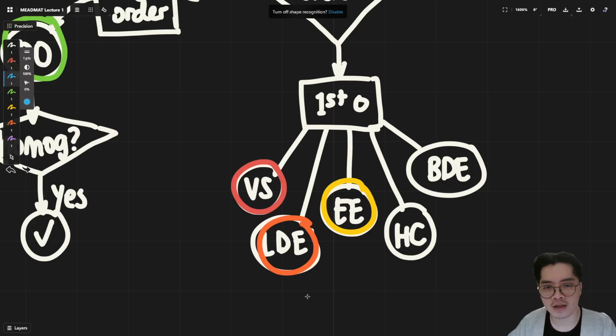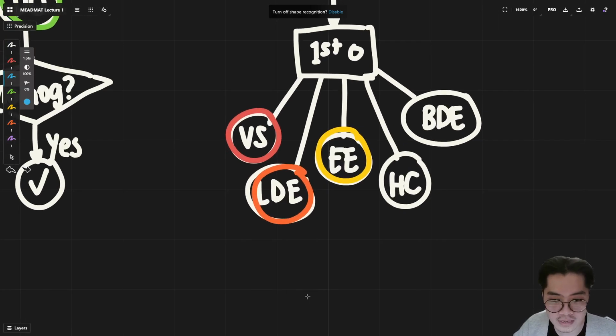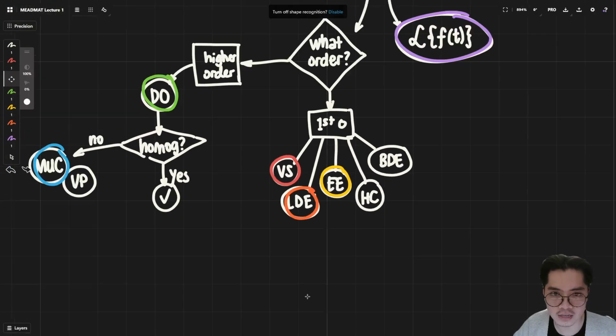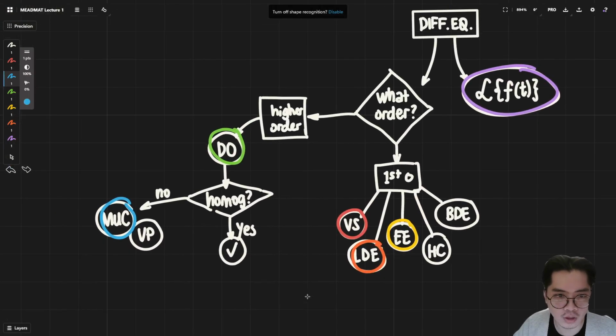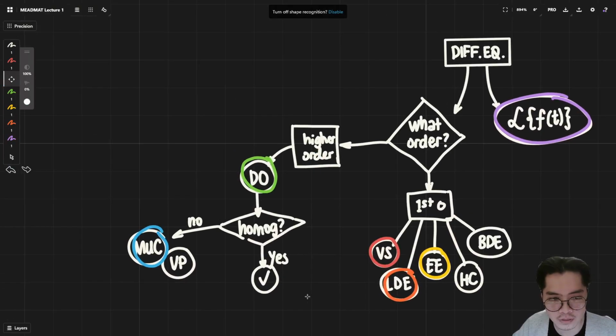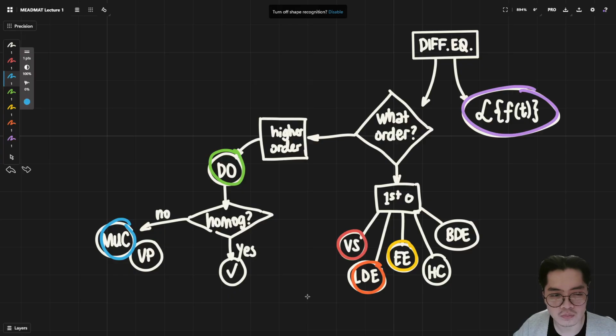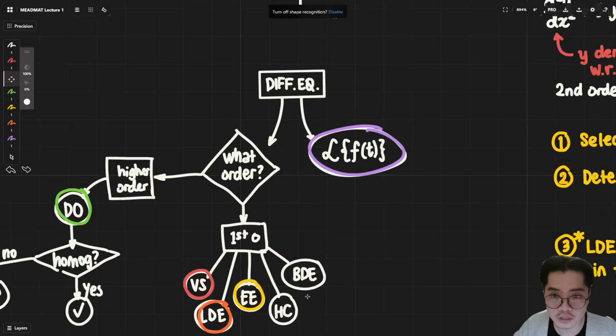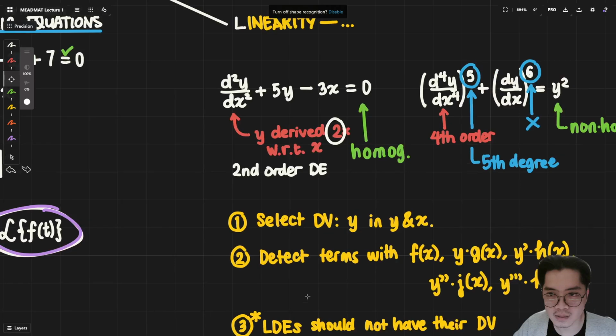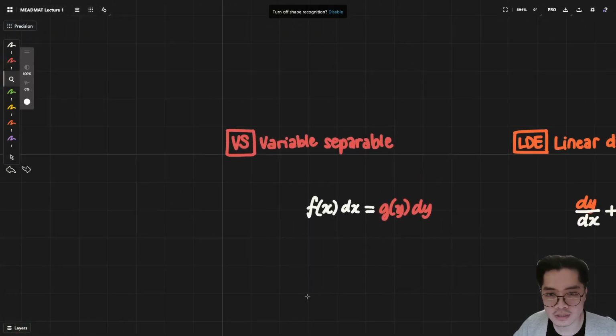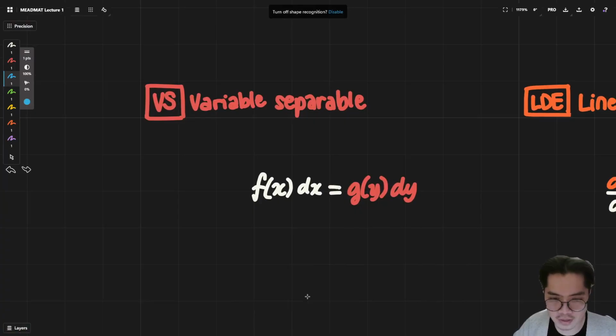But for now, we will focus on three out of the five that were introduced to us back then in Calling 3. So today we'll be learning about variable separable, this red one, the linear differential equation, also known as the integrating factor, the orange one, and the exact equation, the yellow one. Next video we'll talk about the differential operator, and then the method of undetermined coefficients, and for the last video we'll talk about the Laplace transform itself. So let's start off with our variable separable functions.